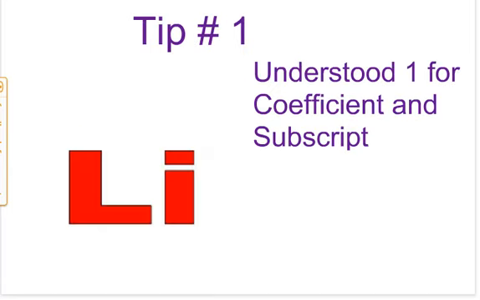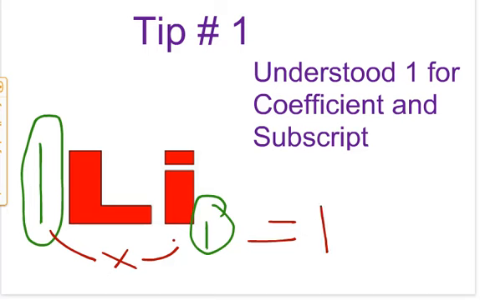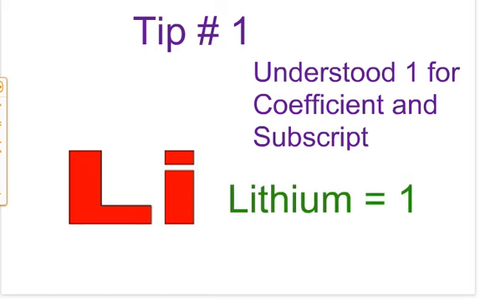Tip number 1. We need to remember that there is an understood 1 if nothing is by the element for a coefficient or a subscript. Right here we have lithium. It has no coefficient and no subscript, so it's an understood 1. When you're going to solve for how many lithiums there are, there's a 1 right here and a 1 right here. You're going to multiply the two 1s, and you're going to have 1. So there is 1 lithium atom.